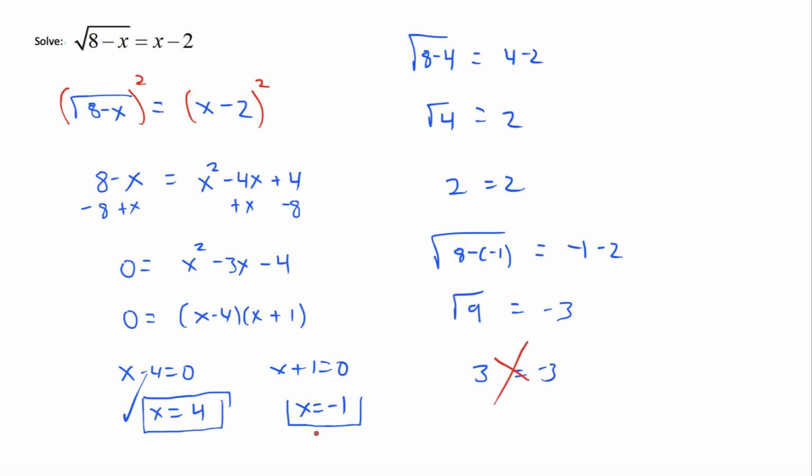So what does that tell us? It tells us that negative 1 does not work. We call that an extraneous solution. It's extraneous because we did the math, we didn't make any mistakes, and we got x equals negative 1. However, when we plugged it back into the original problem, it did not work. So there's only one answer here. The only answer here is 4.